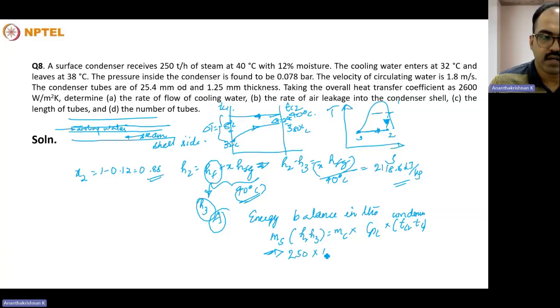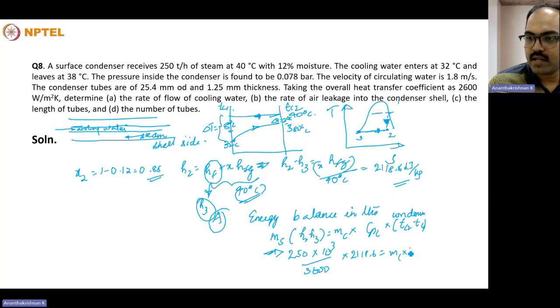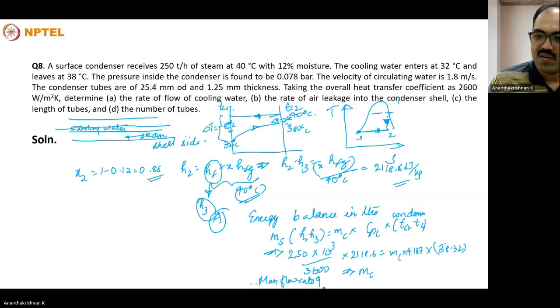So steam is given as 250 ton per hour. And then the difference is 2118.6 kilojoule per kilogram. Then mc is the cooling water, and you can take Cp equal to 4.18, the specific heat of water. It's incompressible, so it's not going to change. And then Tc2 minus Tc1 will be equal to 38 minus 32. Therefore, the mass flow rate of cooling water, solving this, will be mc equal to 5855.2 kilogram per second.